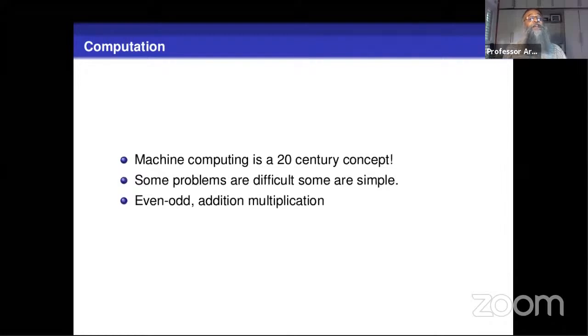It scales very nicely. I keep changing the size of the problem, but the time taken to solve the problem by me or by a computer does not change at all. So the time is t for any size of the problem. What about addition? I want to add two numbers. How difficult is it? Does the time taken to add two numbers grow with the size of the number?